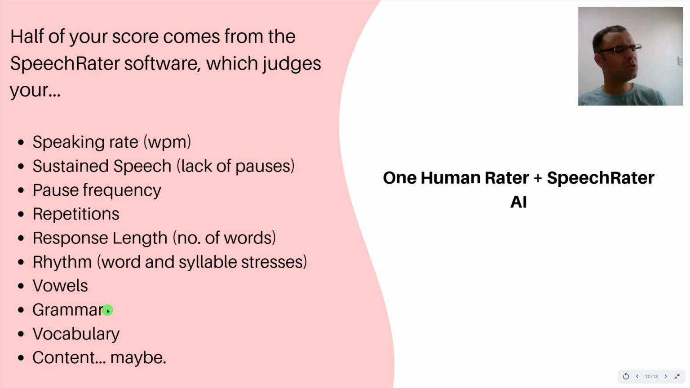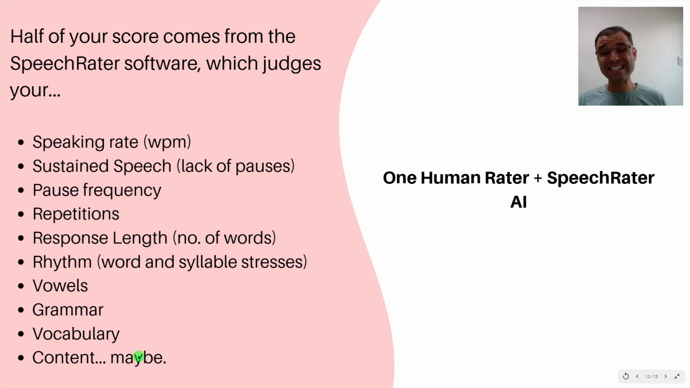Now, in my video last month, I said that the SpeechRater was not going to consider your grammar or your vocabulary. I was wrong. According to ETS, the SpeechRater will judge your grammar and it will judge your vocabulary. How does it do that? I don't know. That seems like some pretty advanced technology. However, according to the documents and according to ETS, yes, it will judge your grammar and it will judge your vocabulary. Finally, the content. That is the accuracy of your details, especially in the integrated speaking questions.